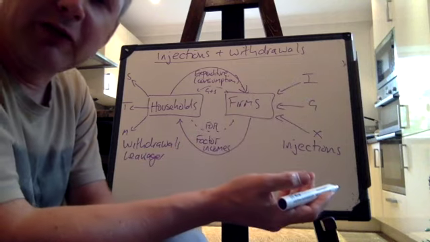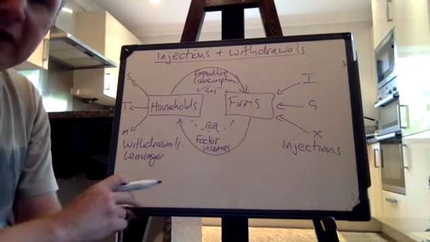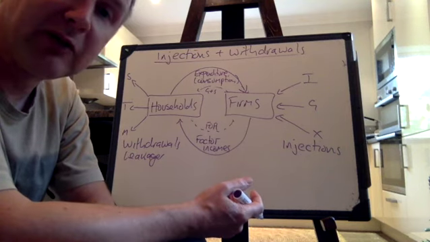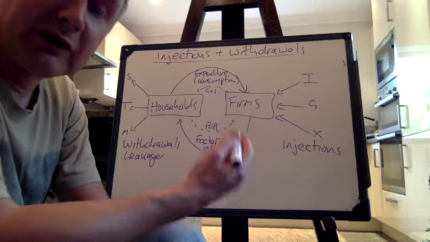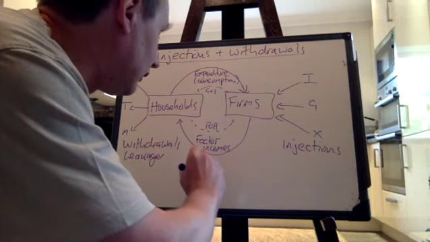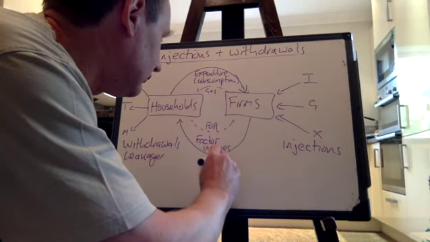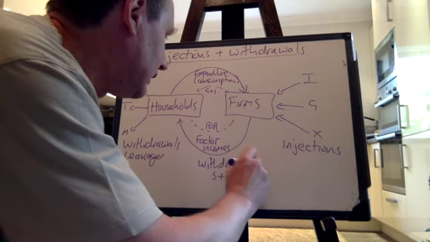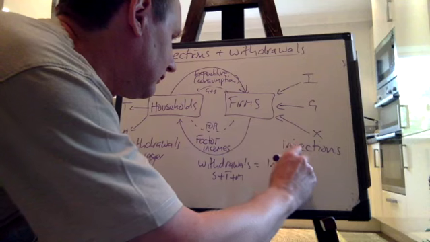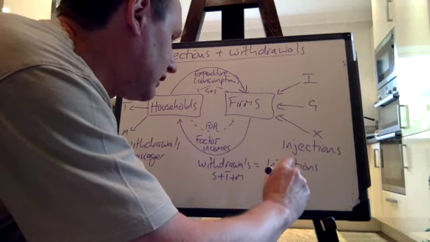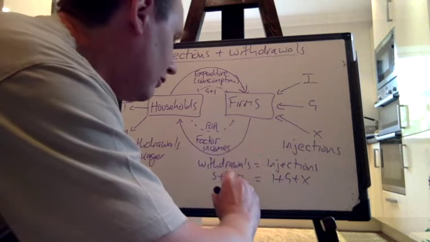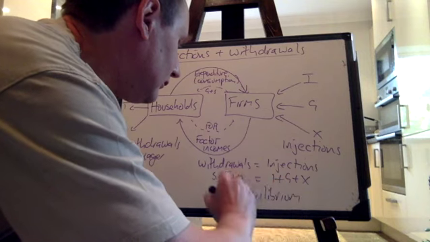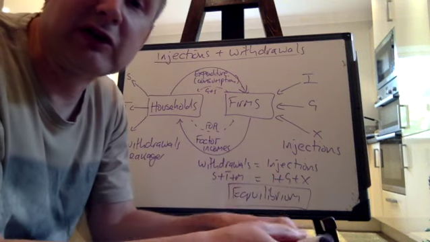So it should be fairly clear that provided what is going out is equal to what is coming in, then the model will still be stable. It will still be in equilibrium. So that's our equilibrium condition. Provided that withdrawals, so if we add up savings and tax and imports, are equal to injections, which are investment plus government spending plus exports, then the model will be in equilibrium. So that's our equilibrium condition: injections equal withdrawals.